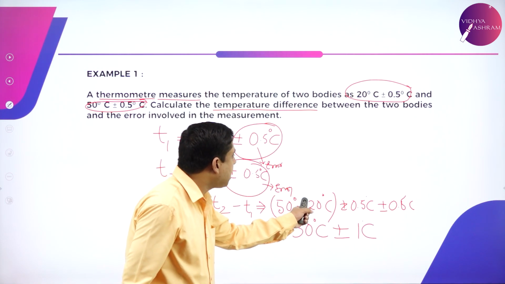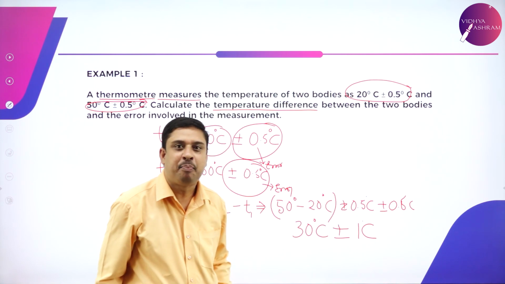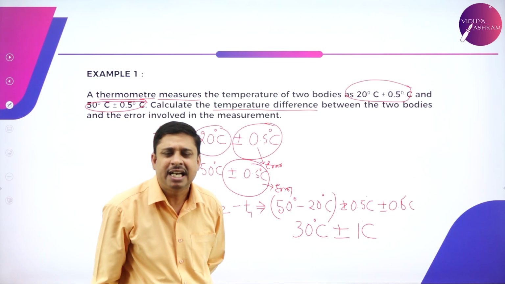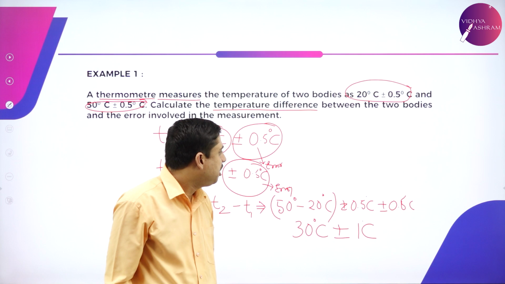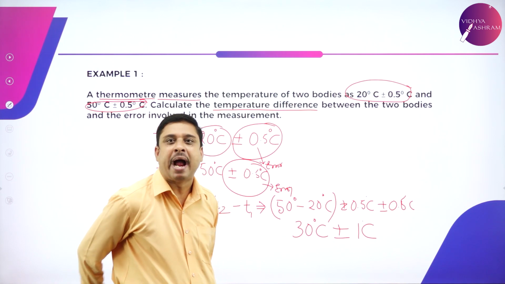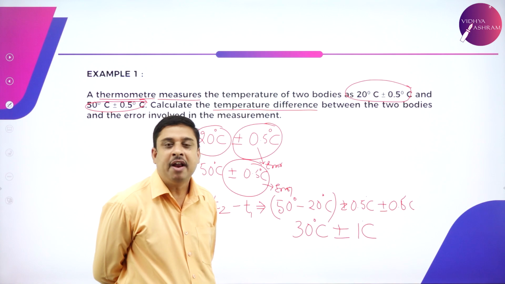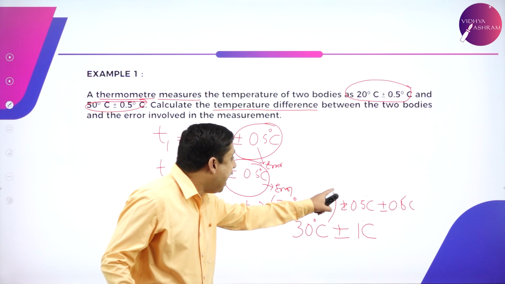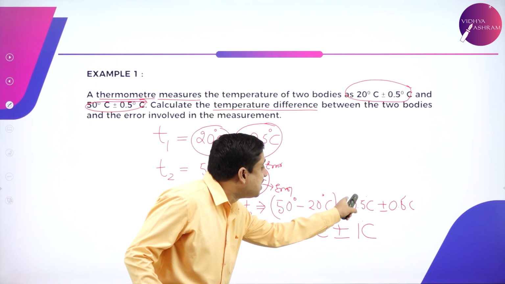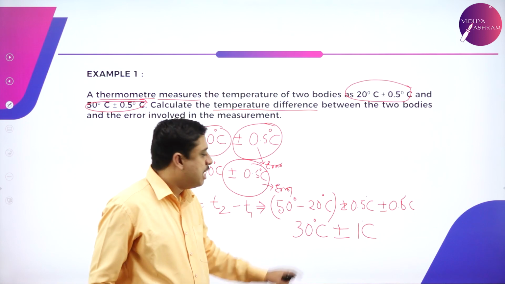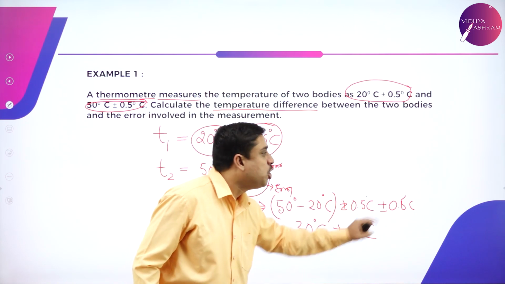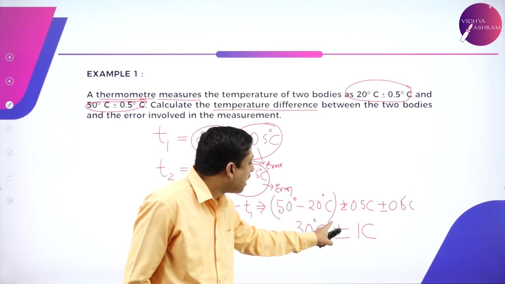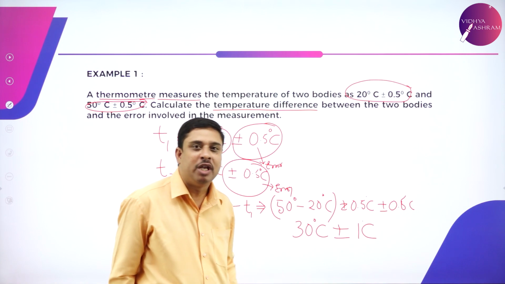No, sir, we have subtracted. Wouldn't the error get subtracted? No. The rule has clearly told, either you are adding two quantities or subtracting two quantities, the error which appears in the final result, the so-called absolute error, should always be the sum of individual errors.